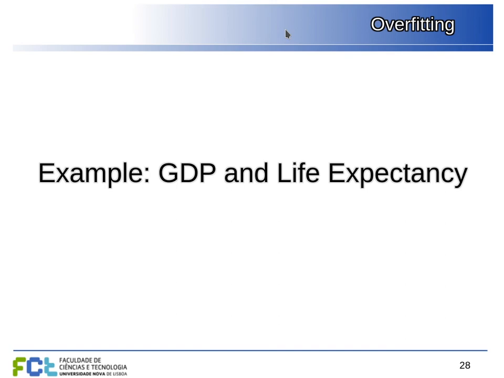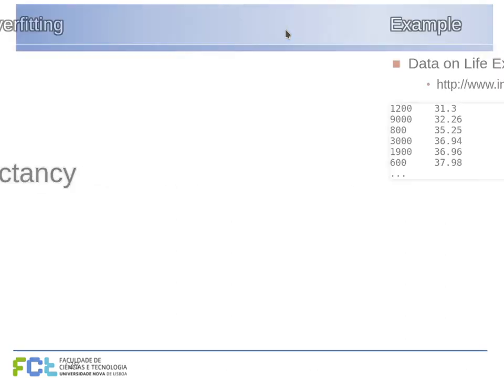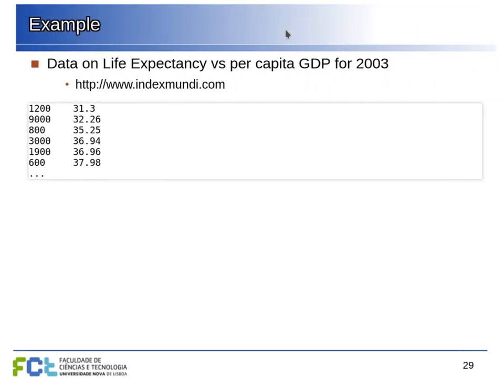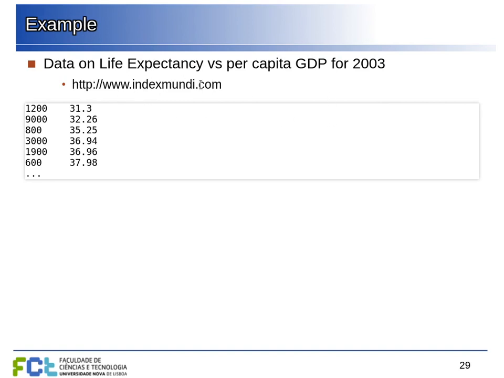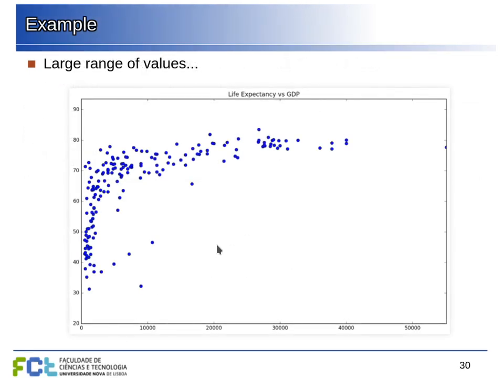Okay, so let's see a more real-life example with messier data. This is a table we can get from Index Mundi, this site, which has life expectancy and GDP per capita for different countries for 2003. So this is how the data looks. If we plot the data, we have life expectancy here in years and per capita GDP in dollars here below. And now we want to try to fit some curve here to try to find a relation between GDP and life expectancy.